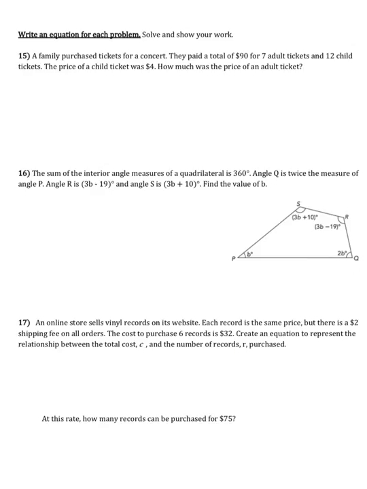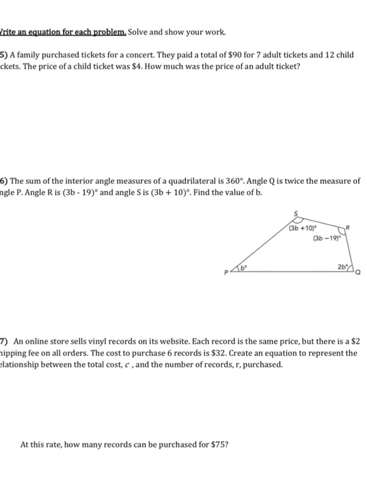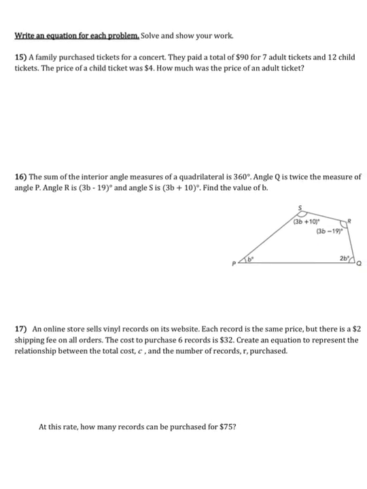Moving to the next. So we got some word problems here. Okay. A family purchased tickets for a concert. They paid a total of $90 for 7 adult tickets and 12 children tickets. The price of the child ticket was $4. How much was the price of the adult ticket? Okay. So we know that we bought 12 children tickets for $4. So I bought 12 for $4.